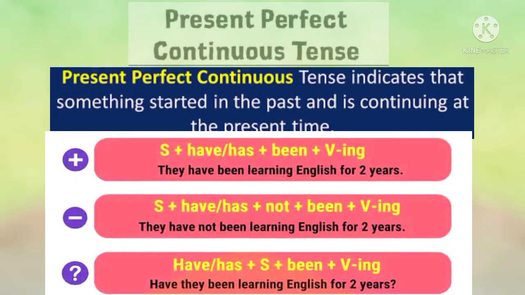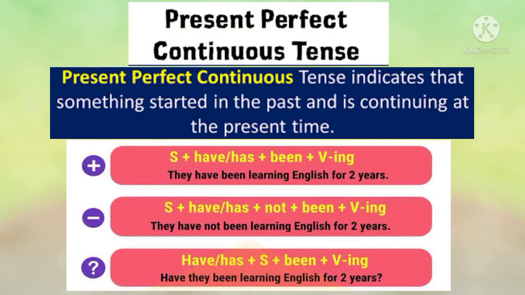Now children, let us see what is present perfect continuous tense. Children, these tenses indicate that something started in the past and is continuing at the present time. Now children, to make present perfect continuous tense, we need to follow the rule or the formula, that is subject plus has or have plus been and ing form of the verb. For example, they have been learning English for 2 years.